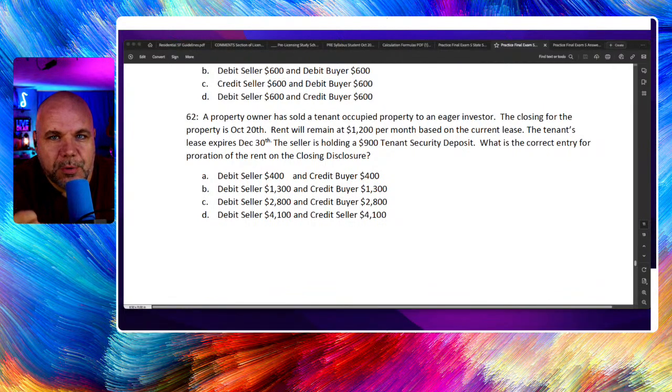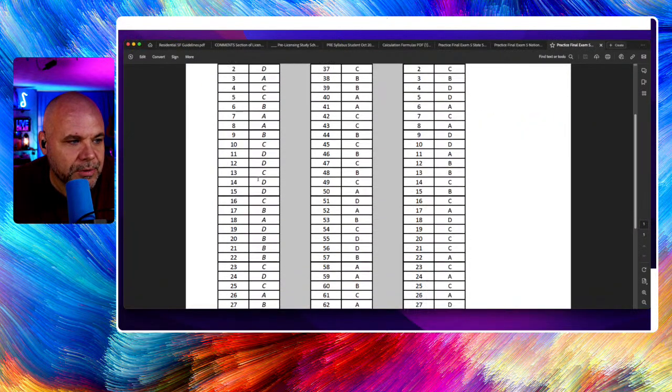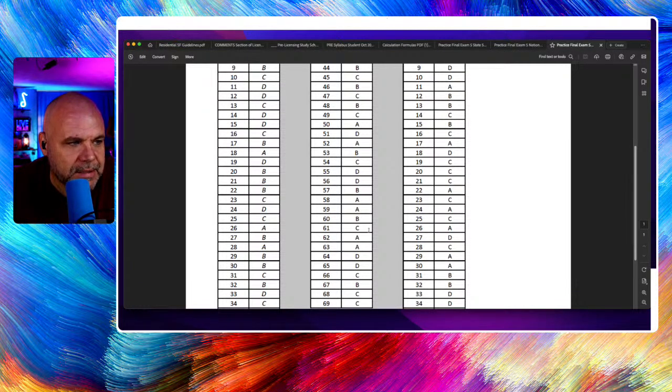What's the buyer's portion? If the total rent is $1,200 and the seller's portion is $800, what's the difference between $1,200 and $800? $400, right? So the buyer is entitled to $400 of the $1,200 rent for that month. Therefore, A, debit the seller $400 and credit it to the buyer. 62 should be A. 62 on the national. There it is. 62 is A.